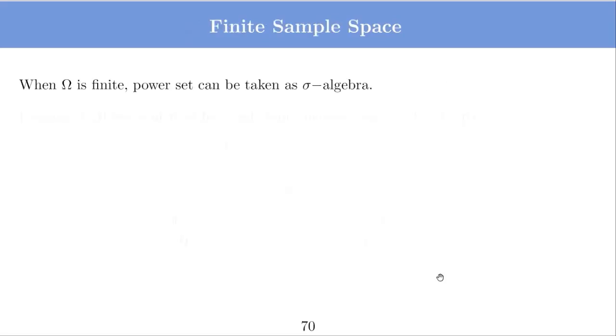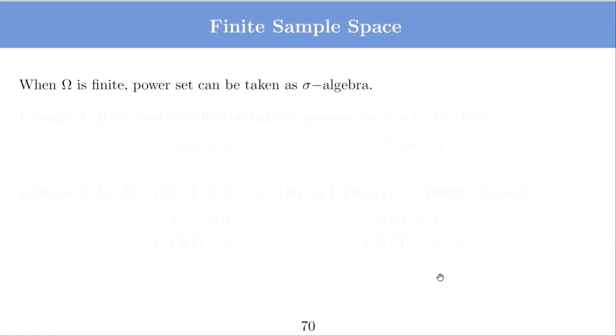So let us take first when omega is finite. In that case, you can take the power set as the complete sigma algebra, which will also be finite, or we can also take a smaller sigma algebra. In both cases, we will see an example of how we can assign probability measure. So you need three things to complete the probability space: omega, F, and P.